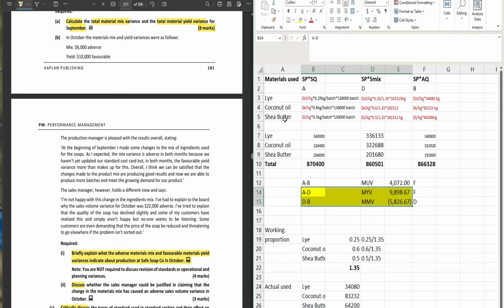And then in the next paragraph they are saying the sales manager however holds a different view and says, I'm not happy with these changes in the ingredient mix. I have to explain to the board why the sales volume variance for October was 22,000 adverse. I have tried to explain that the quality of the soap has declined slightly and some of my customers have realized this, simply aren't happy, but no one seems to be listening. Some customers are even demanding that the price of soap be reduced and threatening to go elsewhere if the problem isn't sorted out.